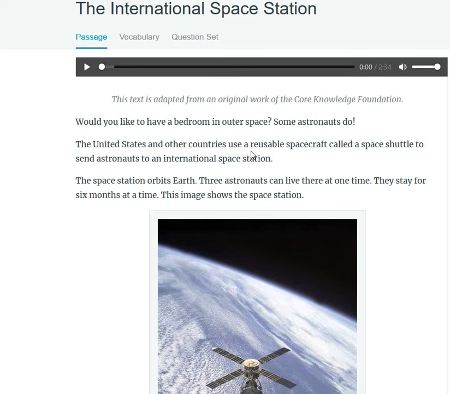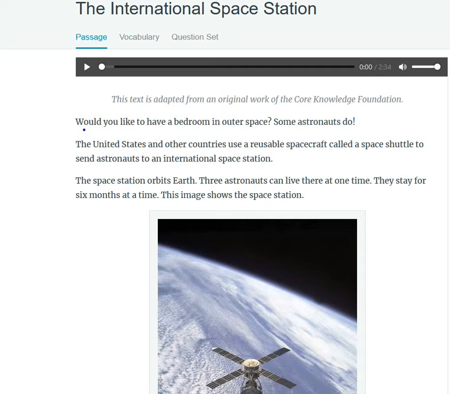So the first thing we should read is the first paragraph. When we read the first paragraph, we're going to get a better understanding of what this article is trying to inform us about. Right away, we're reading this first paragraph, looking for some key details about this article and about the International Space Station. And so it says, would you like to have a bedroom in outer space?